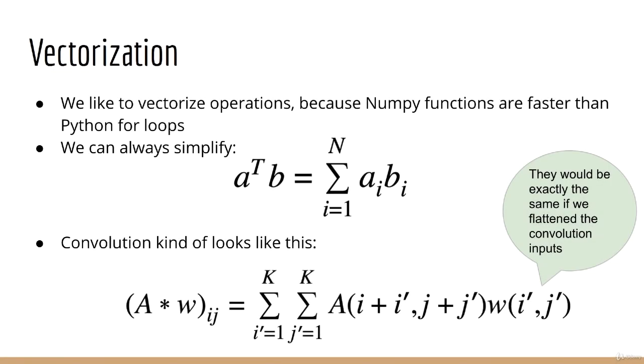Something I mention very often is vectorization. We like to vectorize operations in code because using NumPy functions is a lot more efficient than writing your own Python for loops. The pattern you're looking for when you want to vectorize an operation is usually of the form of a dot product. A dot product is an element-wise multiplication and then the summation of those results. So whenever you see the sum over i of a_i times b_i, that's a dot product. This also applies to matrix multiplication, since if A and B are matrices, then the matrix multiplication of A and B is just A dot B.